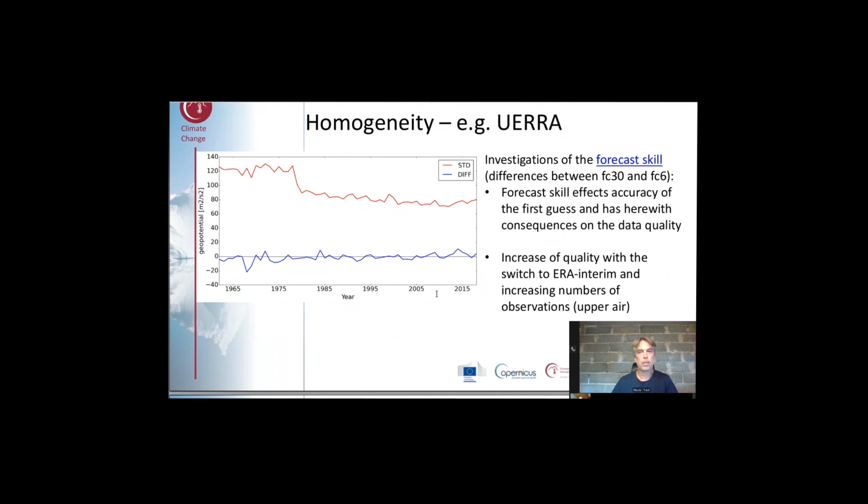So what is shown here is the forecast differences between a 30-hour forecast and a 6-hour forecast, valid at the same time. And that gives an indication of the quality of the forecast, or how the forecast errors develop over these 30 hours. And you can see that in 1979 we have a big drop, a big increase in quality. And that's where we switch from ERA 40 to ERA interim on the boundaries. And then you can see there's a slight trend in better and better quality from 1979 up until today. And that's because of the use of more and better observations.